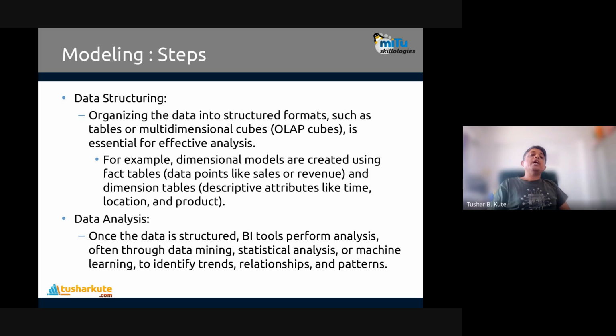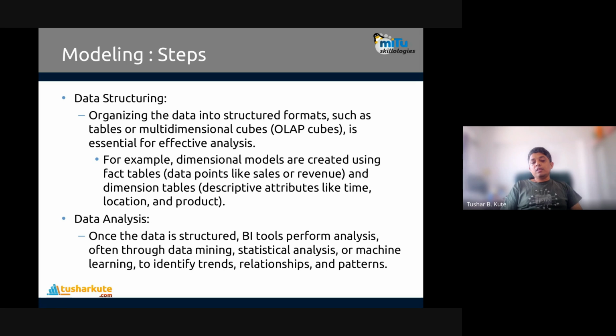Next, data structuring. Yes. So we are required to restructure our data into a common format. Structuring data into formats such as tables or multi-dimensional cubes, or OLAP cubes, like it has been shown in the diagram previously, is essential for effective analysis. For example, dimensional models are created using fact tables, like data tables in sales or revenue, and dimension tables, which contain time, location, product. These terms are very commonly used in data structuring.